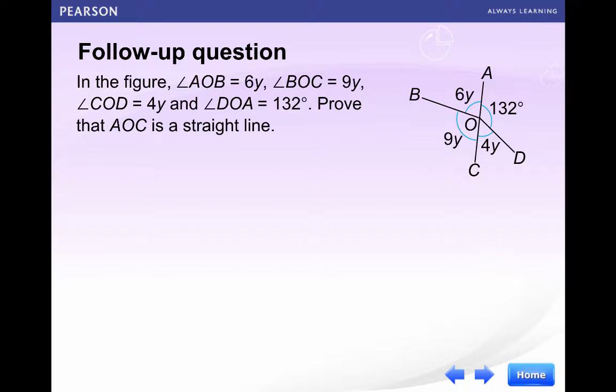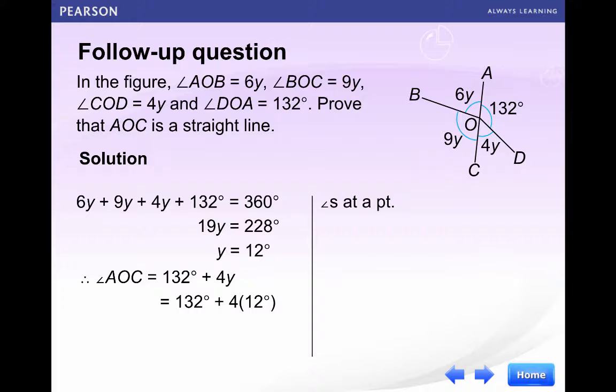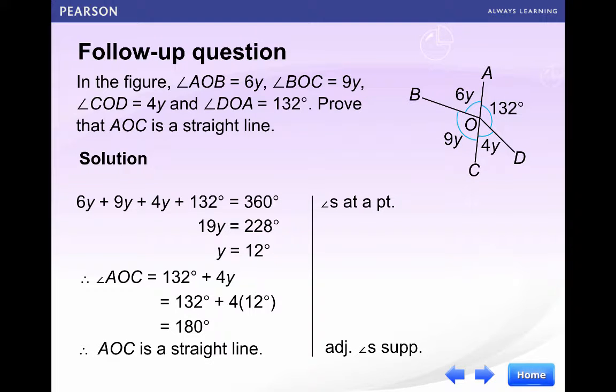So look at this question. We want to prove that AOC is a straight line. First of all, we use angles at a point to find y. We found y as 12 degrees. Then we try to find angle AOC. Look at the right hand side. It is 132 degrees plus 4y. We put y equals 12 degrees inside this, and we found that it equals 180 degrees. Therefore, AOC is a straight line, and the reason is adjacent angles supplementary.